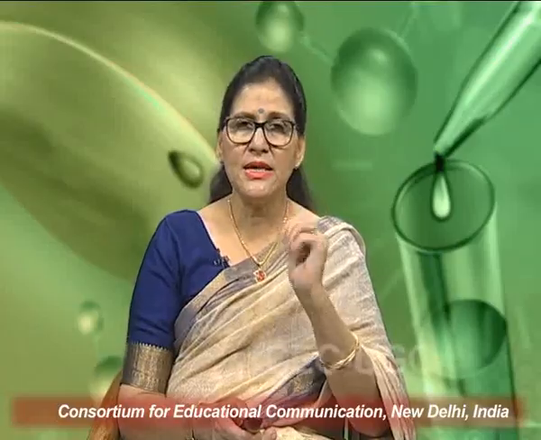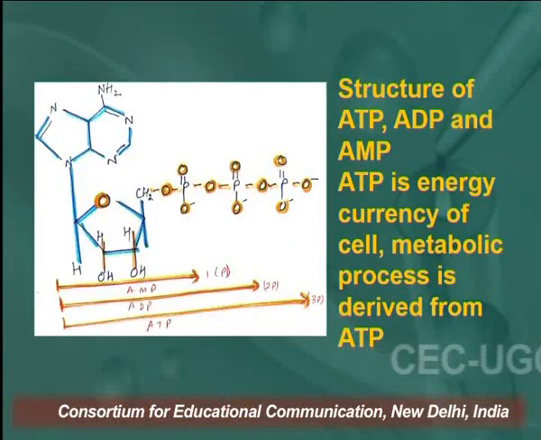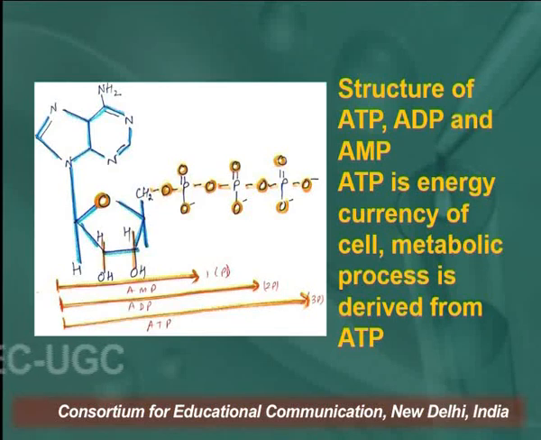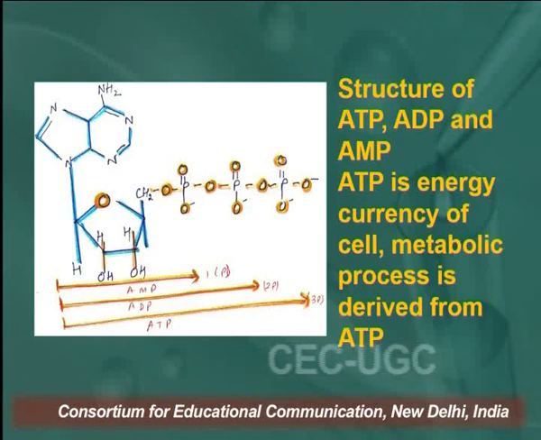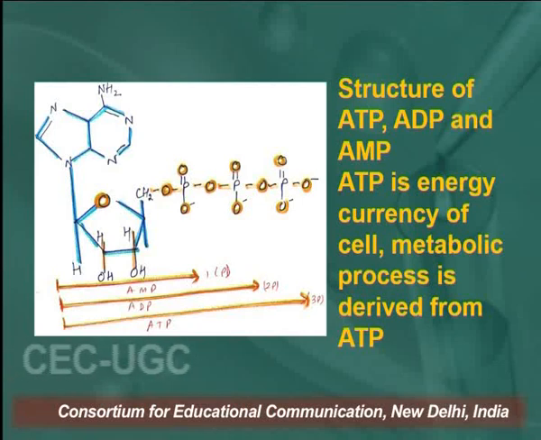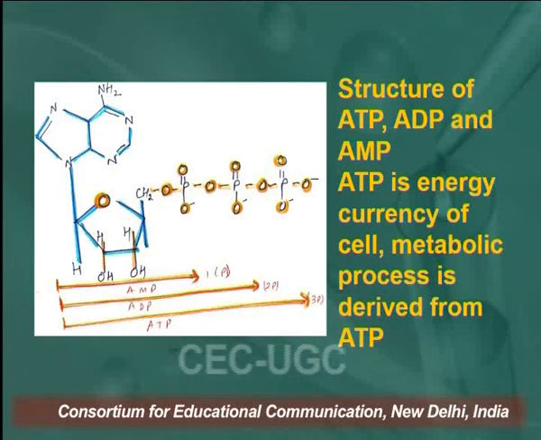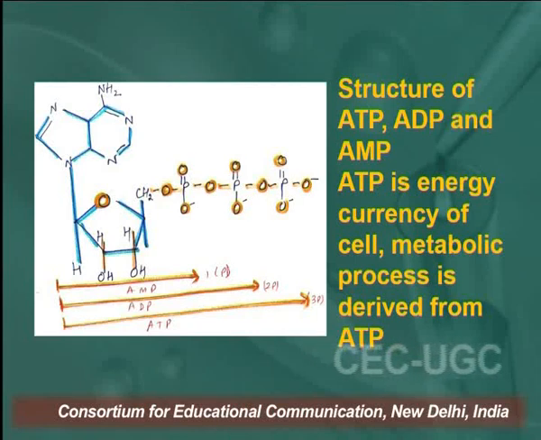So, this is the structure of a nucleotide. You can easily see here ATP, ADP and AMP. ATP has all 3 phosphate groups, ADP has 2 phosphate groups and AMP has only 1 phosphate group. So, sugar plus base plus 1 phosphate group, 2 phosphate groups and 3 phosphate groups.